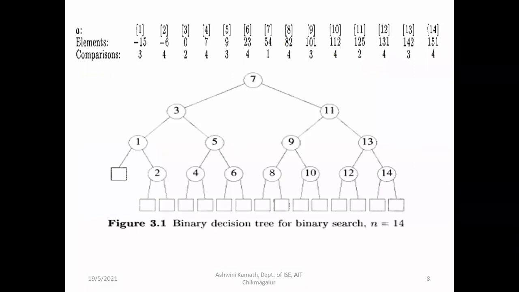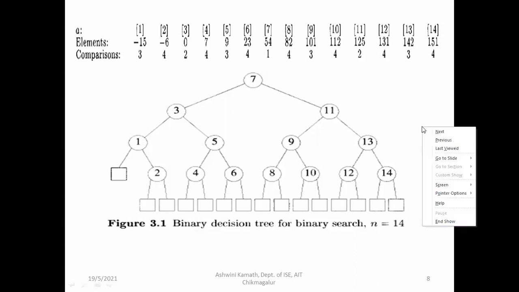Now consider the same elements again. Here is the binary search decision tree for binary search with n equal to 14. This tree will tell you how many comparisons are required for a successful and unsuccessful search. The circular nodes are numbered from 1 to 14. If your search ends at a circular node, it is a successful search. I hope you are getting it.